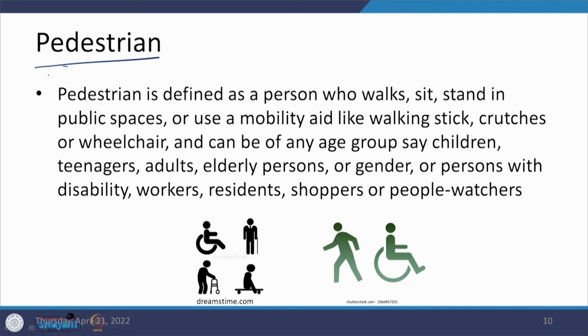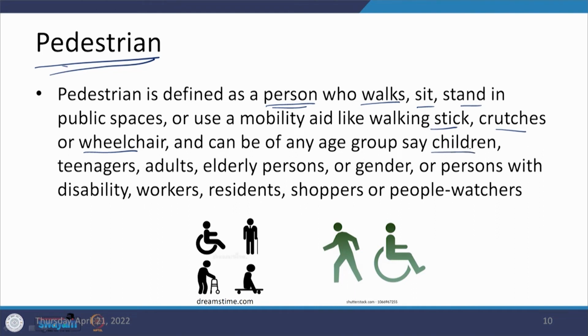Now, let us talk about another exclusive facility, and that exclusive facility is related to the pedestrians. So, when we talk about pedestrians, how can we define who is a pedestrian? Here, anybody who is either walking or sitting or standing in the public space, or a person who is utilizing any assistive device to get mobility, which can be in terms of a stick, crutches, or a wheelchair, or it can be defined by way of any age group or gender.